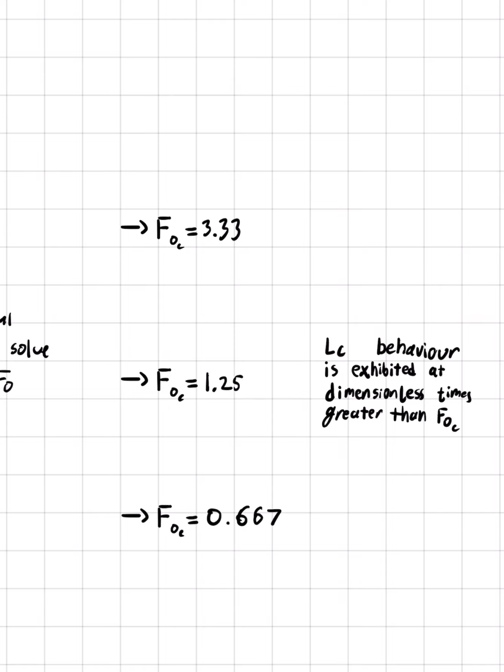So we know that lumped capacitance behavior is exhibited at dimensionless times greater than Fo c. We can also do a quick check and see that because all of our critical Fourier numbers are greater than 0.2, our use of the Fourier number greater than or equal to 0.2 for the approximate solution was the correct choice. And that's it for this question.